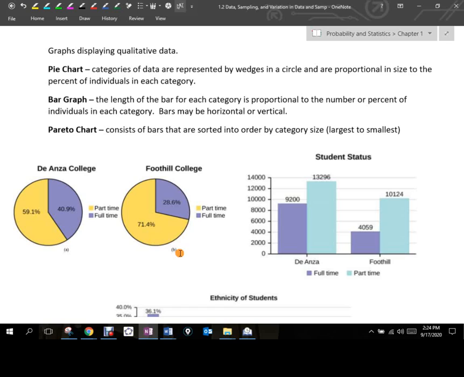Graphing and displaying qualitative data. Okay, so we're talking about there's two branches of statistics we talked about.